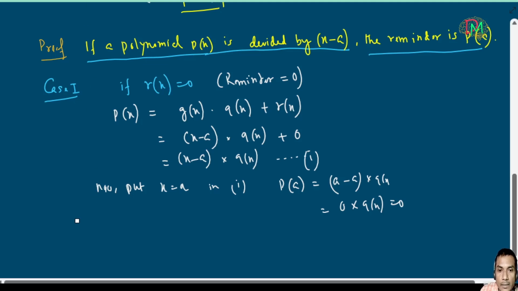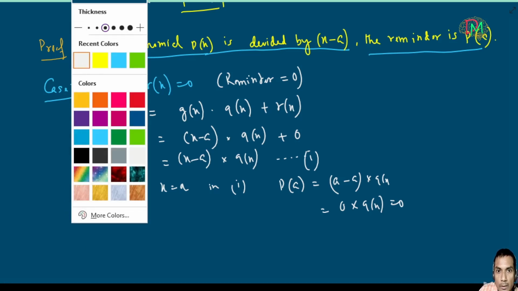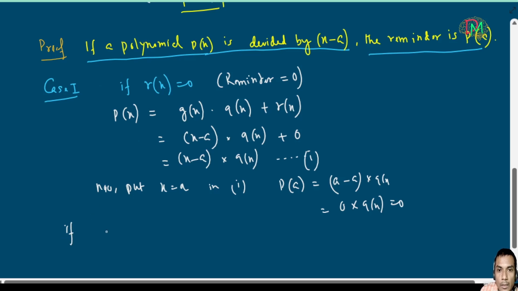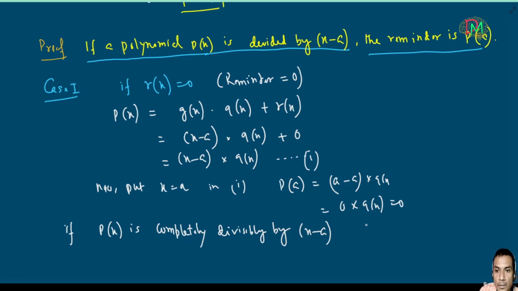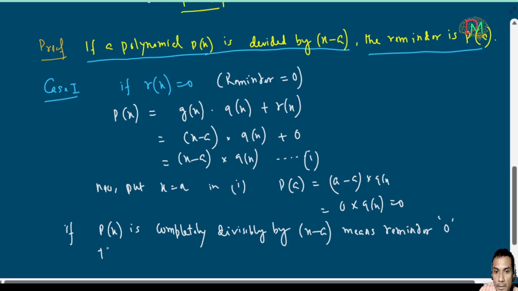So we can say that if P(x) is completely divisible by x minus a, which means remainder 0, then always P(a) would be 0. So this is the concept.